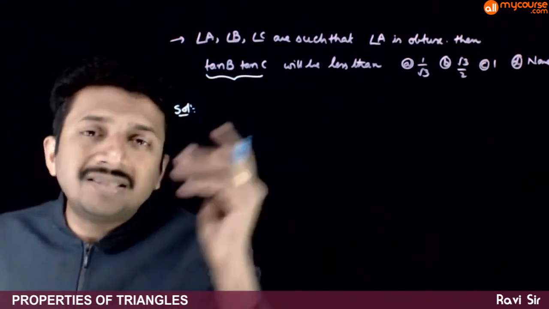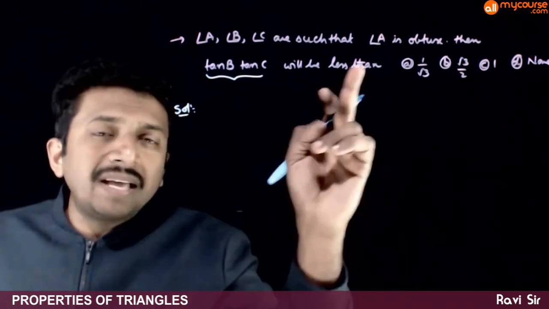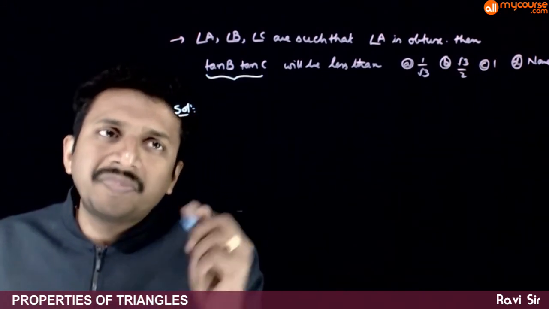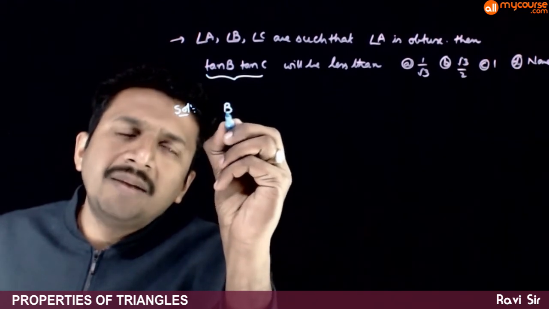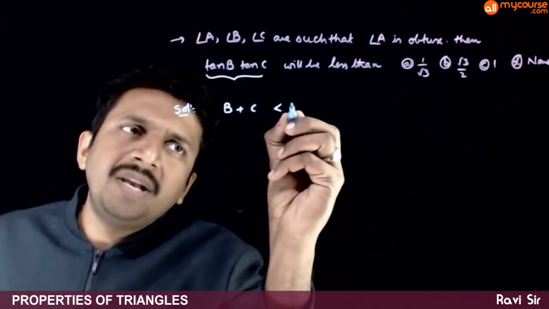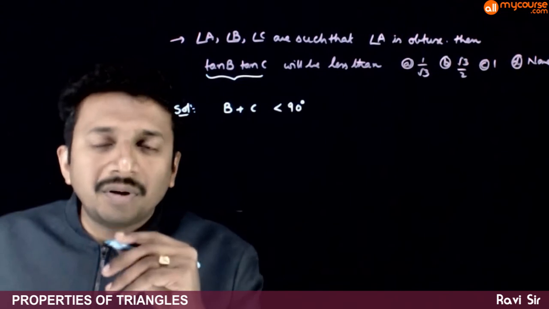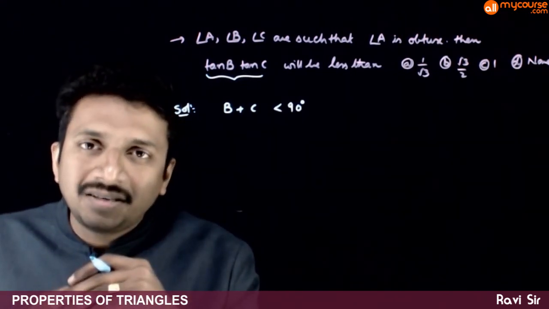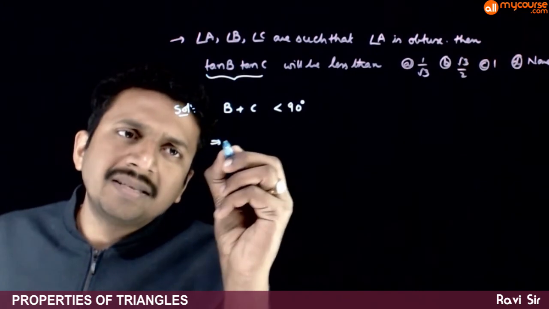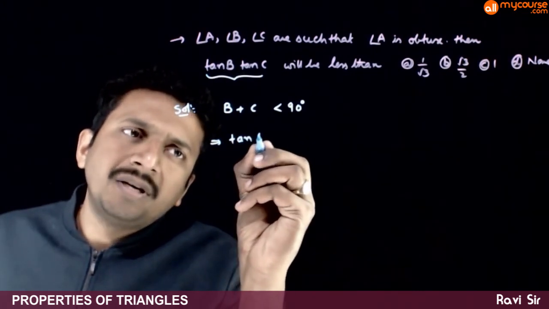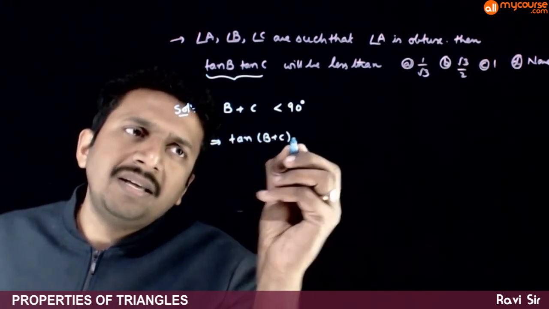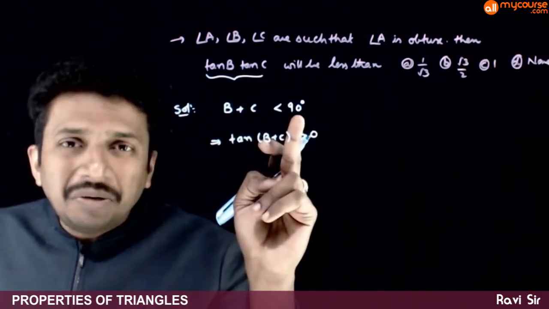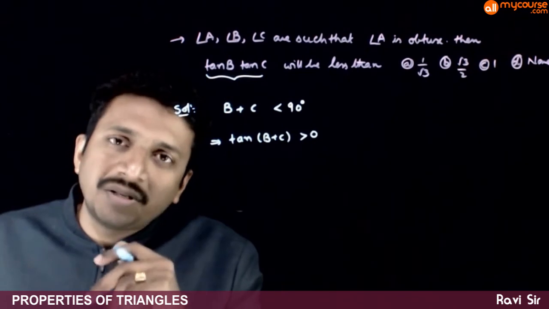So how can we analyze the given information? Angle A is obtuse, that means angle A is greater than 90 degrees. So that means angle B plus angle C will be less than 90 degrees, right? Because A is greater than 90 degrees, the remaining angle should be less than 90 degrees. So this implies tan of (B plus C) is greater than 0, because B plus C is an acute angle, so tan of (B plus C) has to be positive.